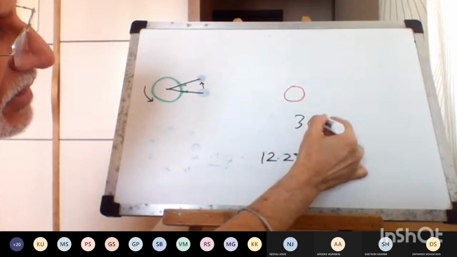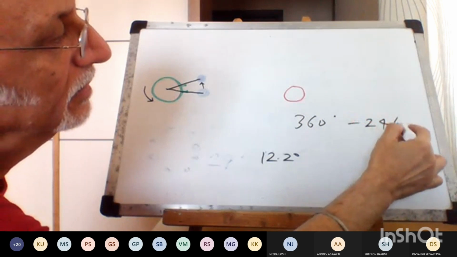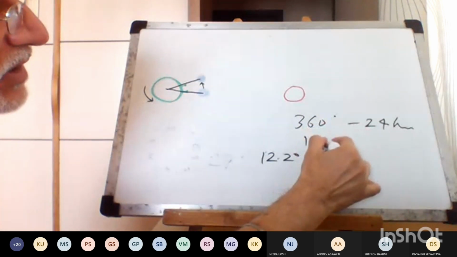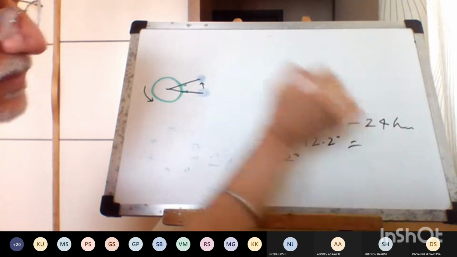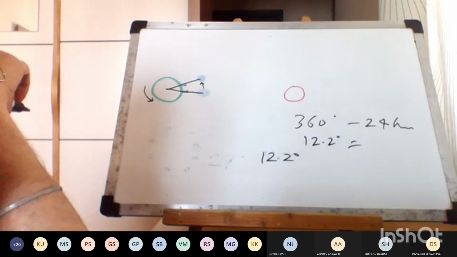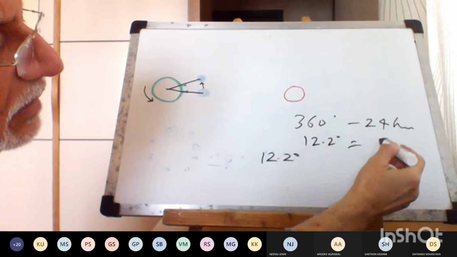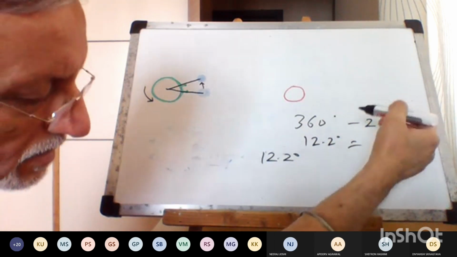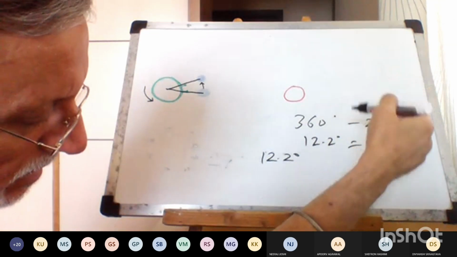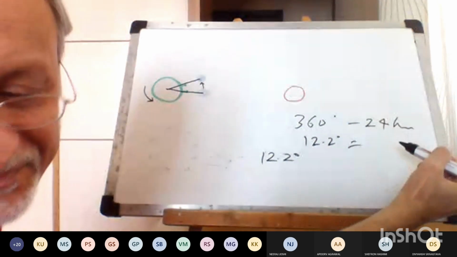These are simple things, gentlemen. 360 degrees in 24 hours. So 12.2 degrees in... Calculate and tell me. 15. How much? Be a little louder, I can't hear you. You people are making life difficult. What to do? I can't go back to the book now to show you.